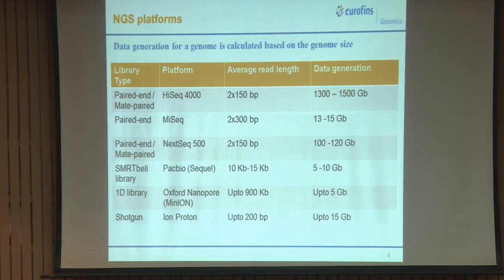So, in Illumina we have 3 different instruments, that is HiSeq, MiSeq, NextSeq. We also have the HiSeq X series which has come, but the chemistry is the same as HiSeq 4000. So, we can generate read lengths of these. So, these are read lengths.